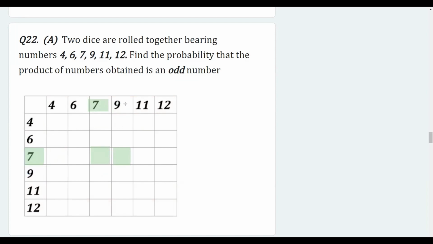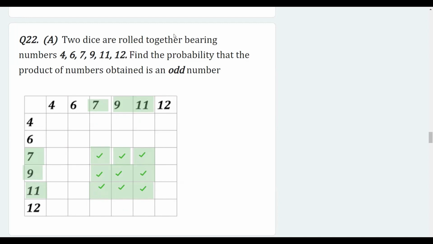Similarly, when I multiply 7 with 11, I'm going to get an odd here. Likewise, if I multiply 9 with 7, or 9 with 9, 9 with 11, these are the odd numbers over here. And with 11, again, if I multiply these, any of them, we are going to get odd. So you can check here that we have 1, 2, 3, 4, 5, 6, 7, 8, 9.